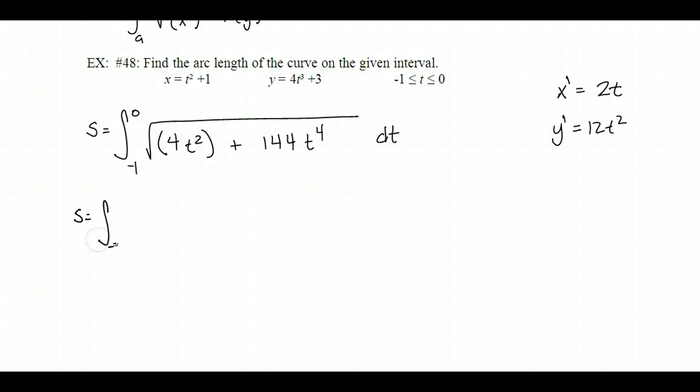And that was kind of common for arc length. There were a lot of things that just didn't work out great. Between 4t squared and 144 t to the fourth, you can factor out a 4t squared.